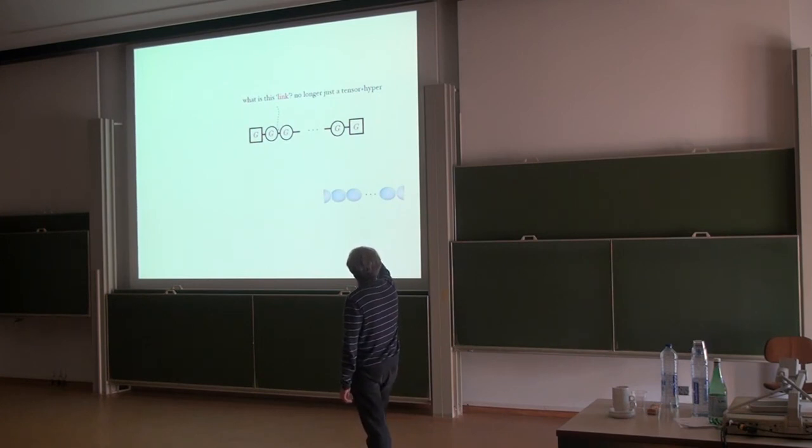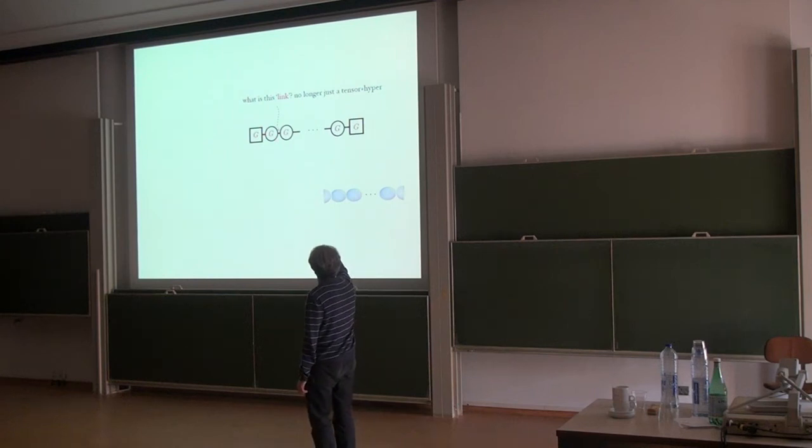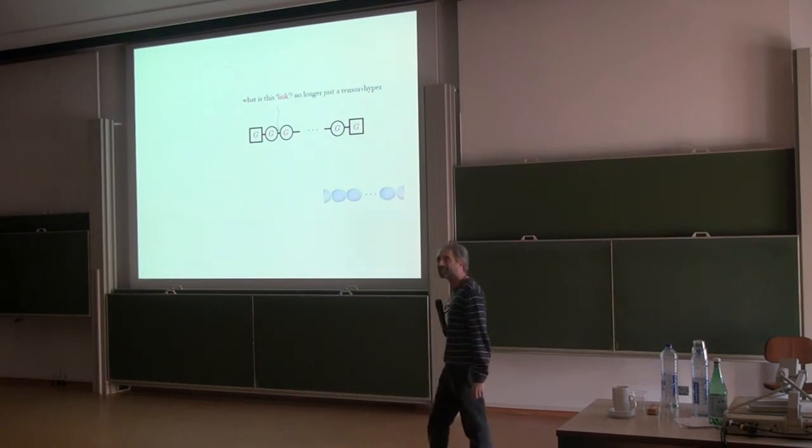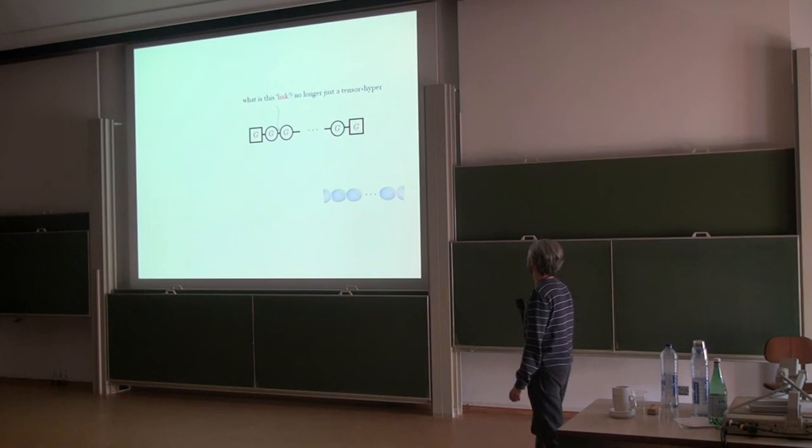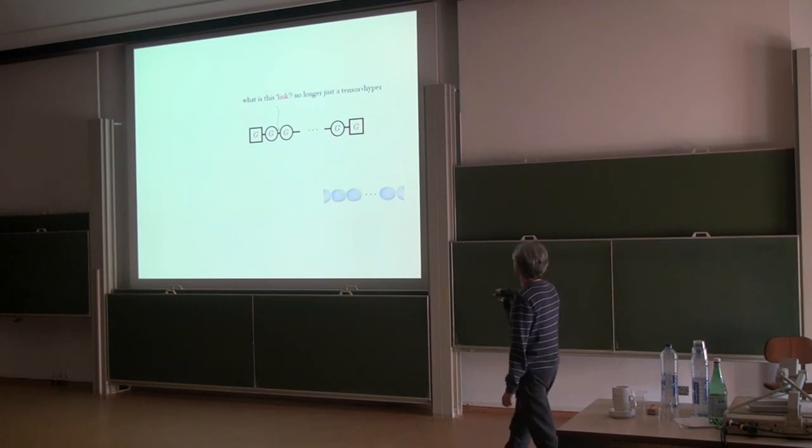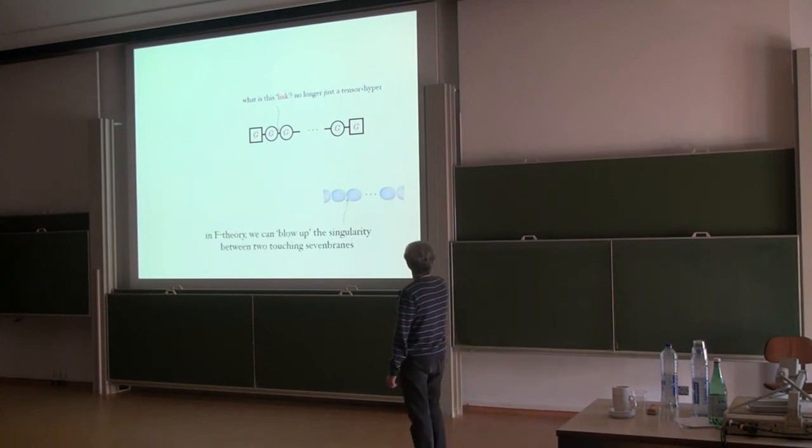For example, even if I put an exceptional group, I don't know, E8 here. Well, is there any known matter theory that connects an E8 and another E8 so that the whole thing makes sense? Well, there isn't. So, what the hell is going on? Well, to answer this question, in F theory, you realize that this thing is actually singular when you realize a configuration like this.